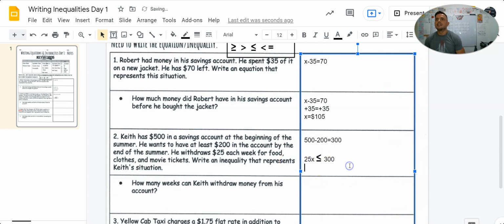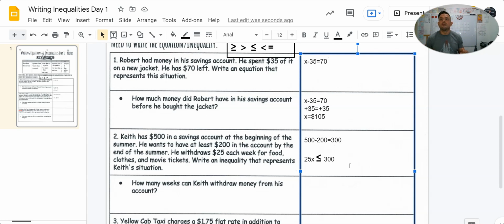That's because the amount of $25 of self-allowance he's giving himself has to be equal to or less than the total of $300 that he's willing to spend, because he wants to have savings of $200 left over. So he cannot pass this barrier of $300. So $25 allowance a week for up to, which means equaling, or less than $300 is spent.